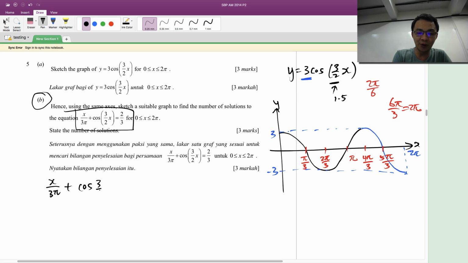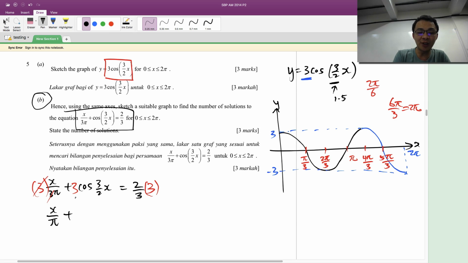Cos 3 over 2x equals to 2 over 3. Okay, we have our y here. Our y basically is this one, 3 cos 3 over 2x. We have 3 over 2x, we have cos, but this cos does not have 3. So what I will do is multiply 3 for every single one. So after I multiply 3 and 3 I will simplify. This one actually will give me x over pi.